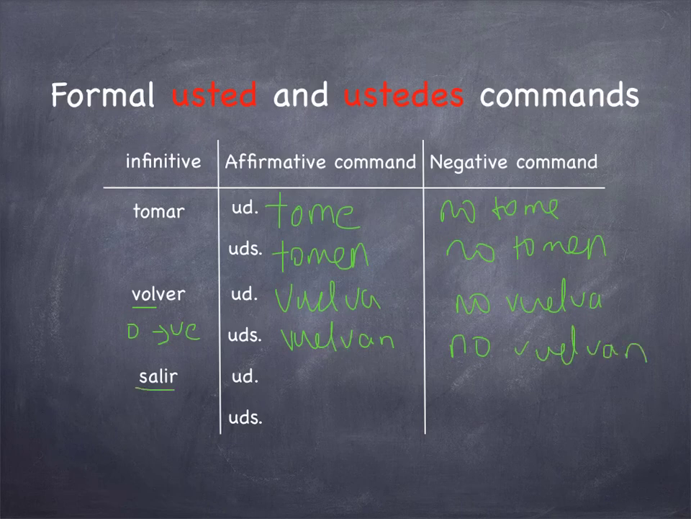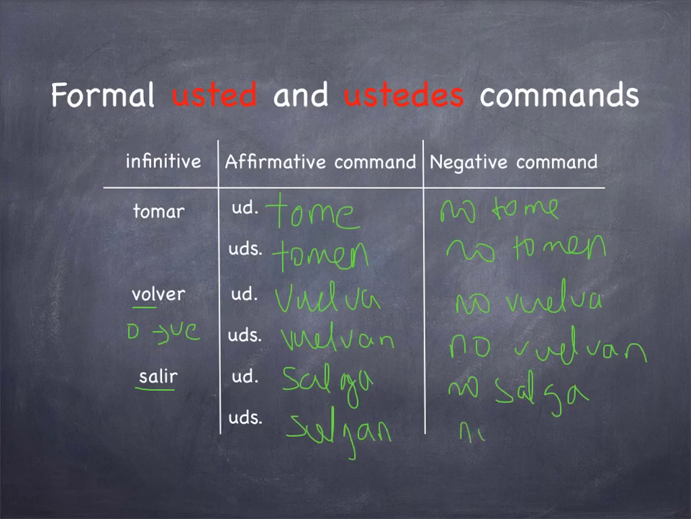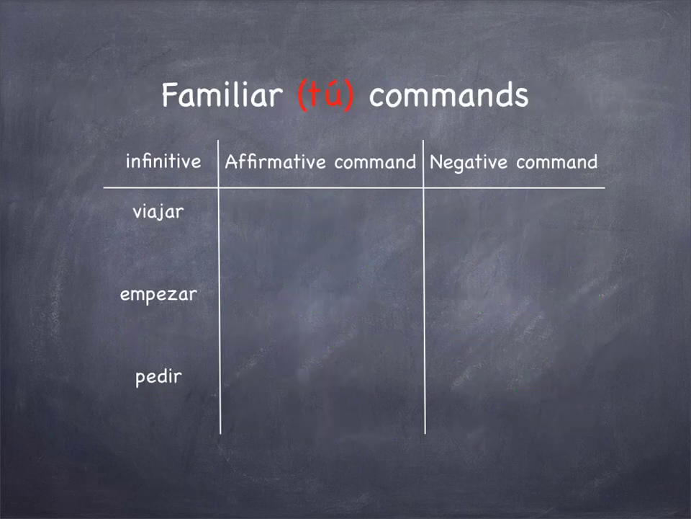Now, salir is an irregular verb, so therefore it follows the pattern of the present subjunctive. So salga, and the negative would be no salga. Salgan, no salgan.